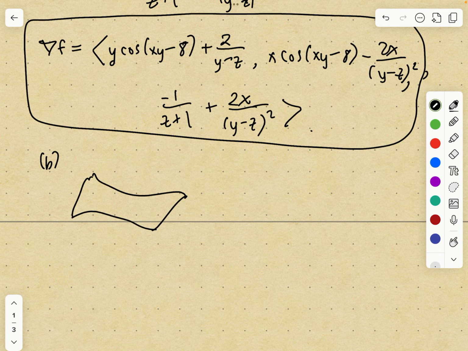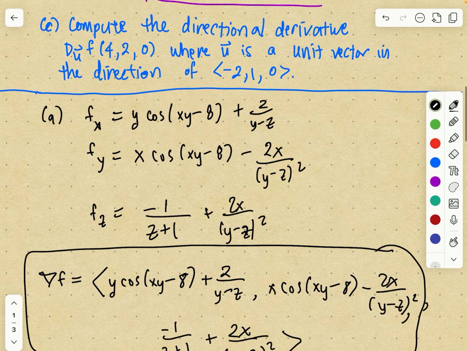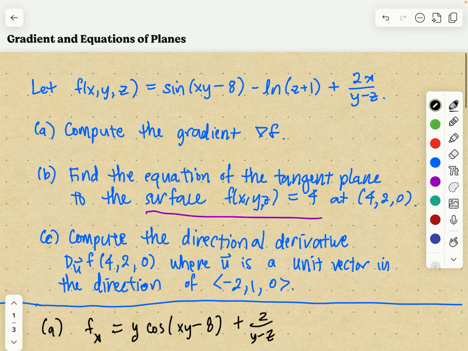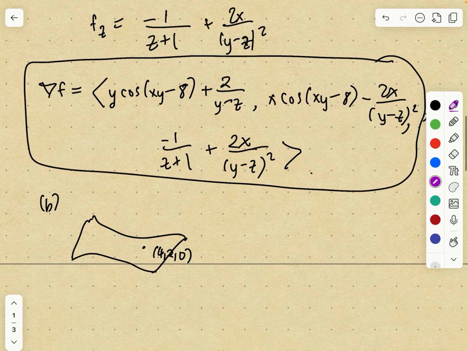So the point 4, 2, 0 is on this level surface, right? A level surface is the surface you get when you set f of xyz equal to a constant. So in this case, you're setting it equal to 4. So you're looking at the level surface when the constant is 4. And 4, 2, 0 is on this surface, right? It says the surface at 4, 2, 0. You're finding the equation of the tangent plane to the surface at 4, 2, 0. So 4, 2, 0 is on the level surface. I mean, that's implied in the problem.